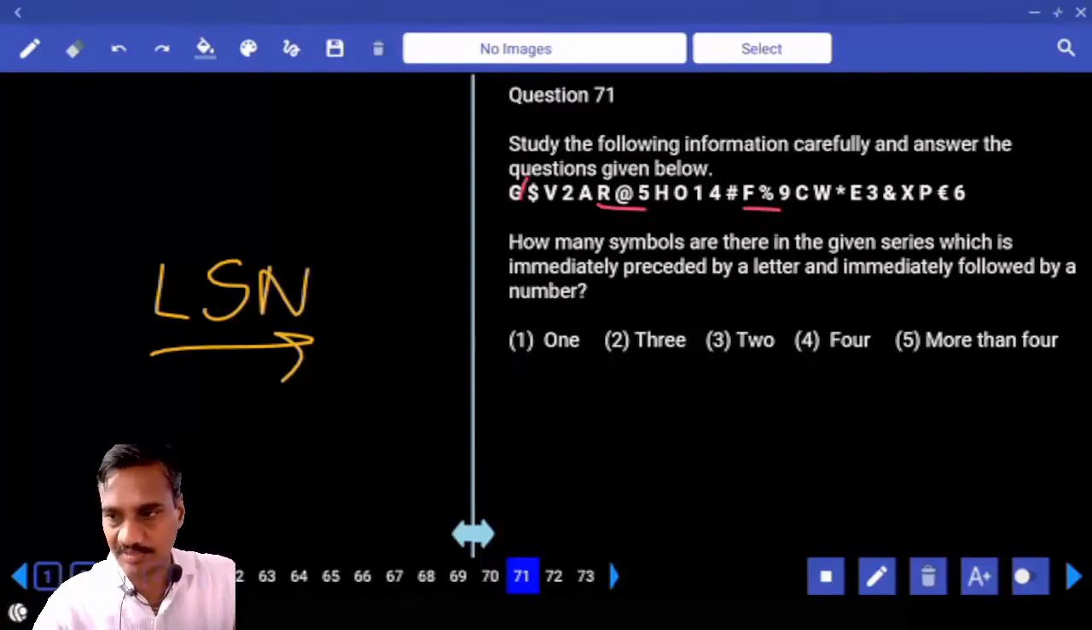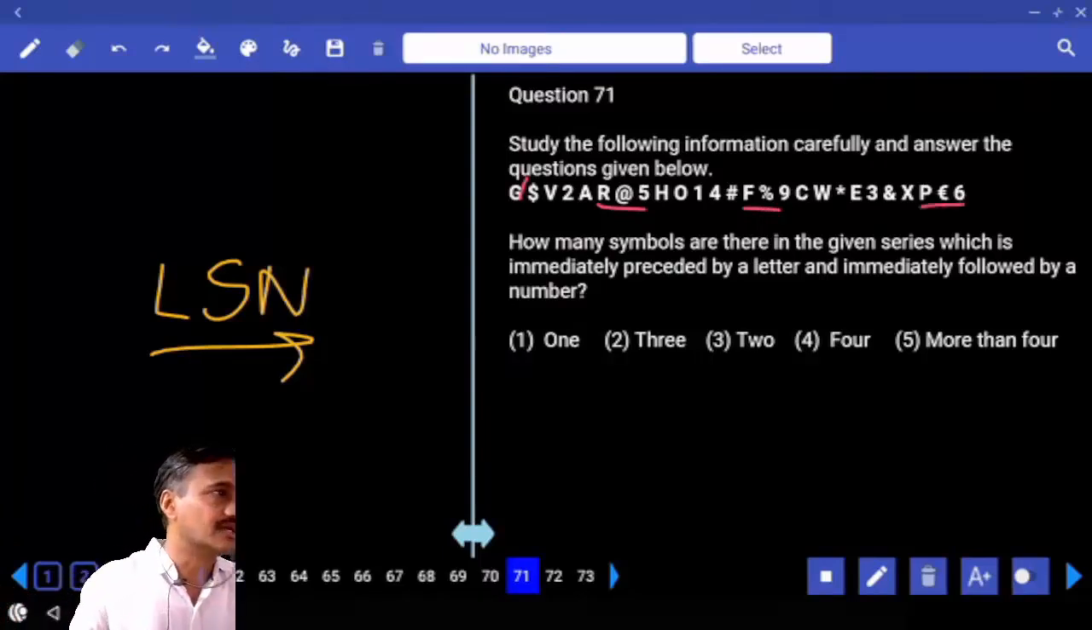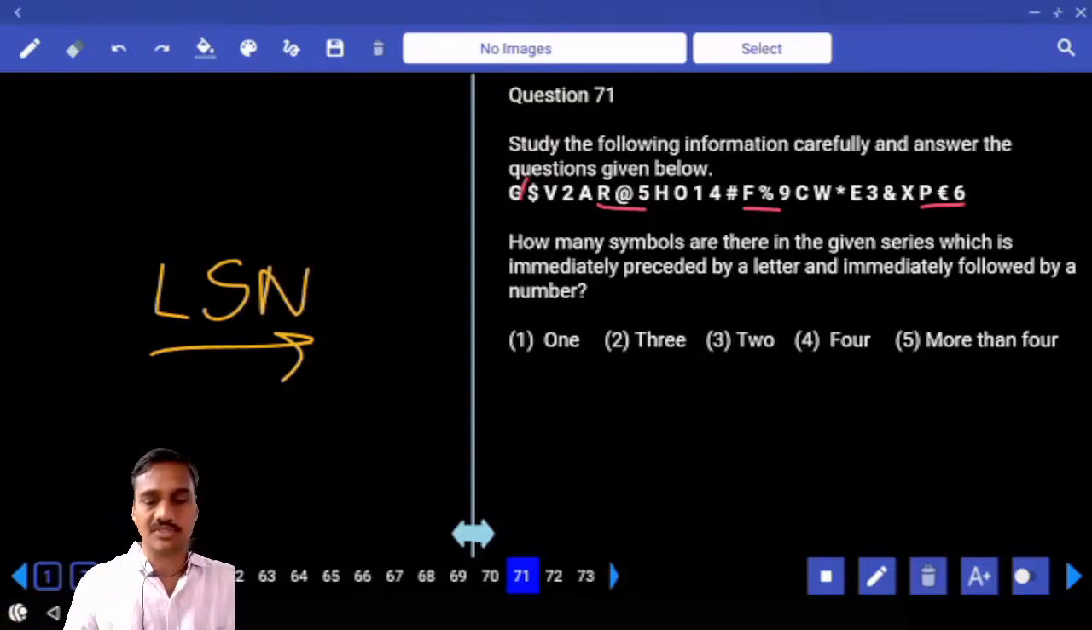Next one is P, letter, symbol and 9. And how many do we have? There are 3 altogether. That is choice 2, question number 71.